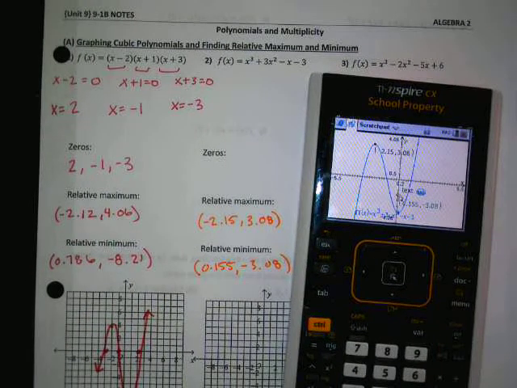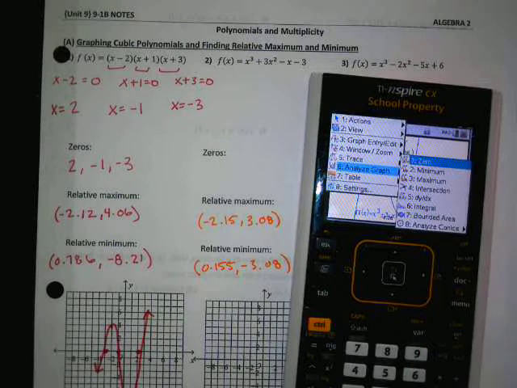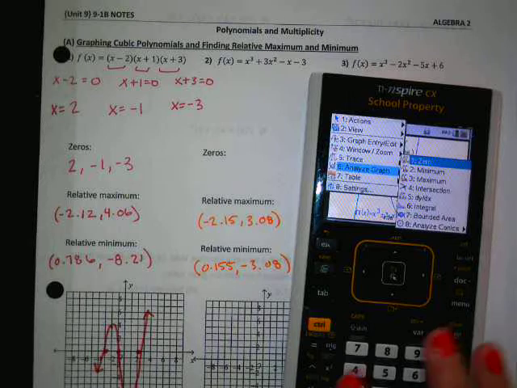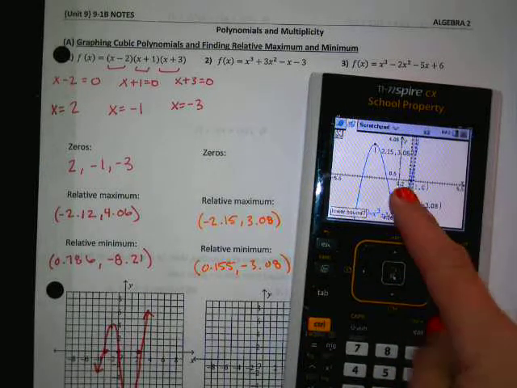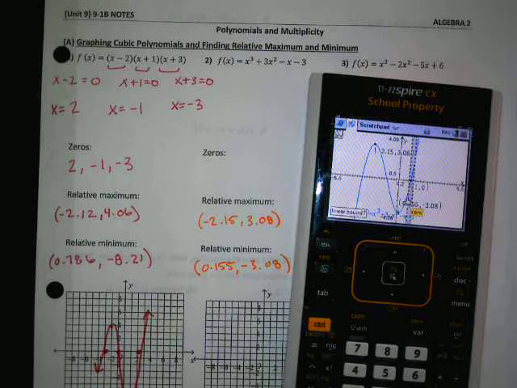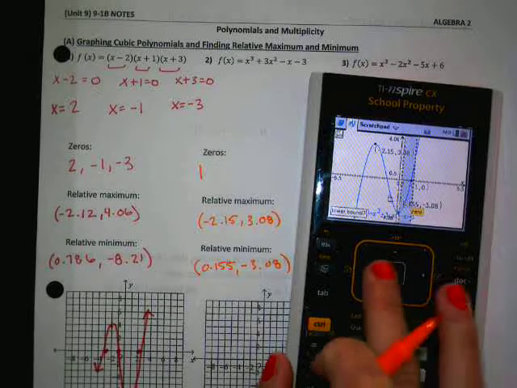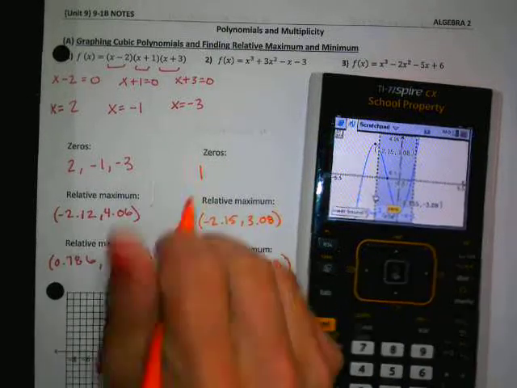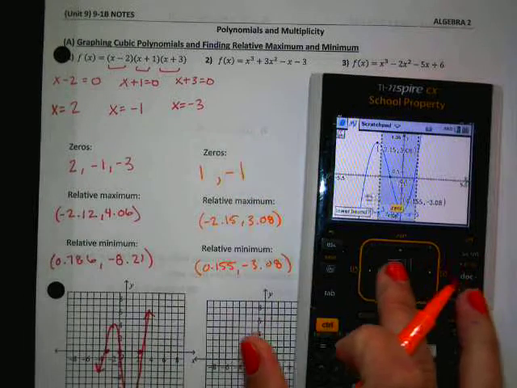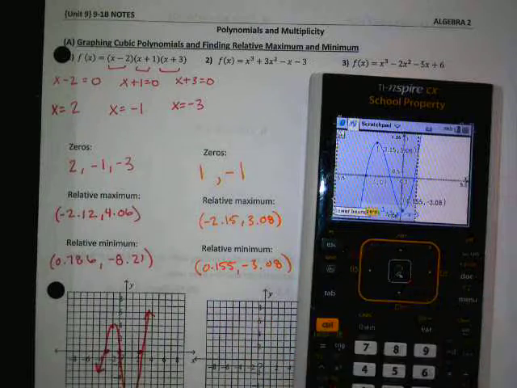All right, my zeros are where it crosses the x-axis, so I'm going to go to menu, analyze my graph. Which one of these guys do you think I will pick? The zero, right? Because I want to find the zeros. I'm just going to start highlighting where my zeros are. So my first zero is 1. And then if I keep scrolling, my black dot should move. My next zero is at -1. And then keep scrolling. Ooh, there it goes, -3.